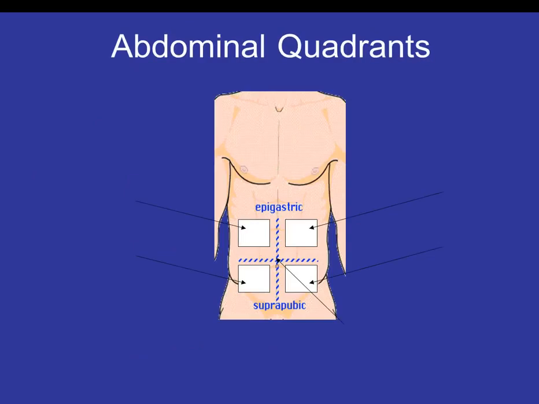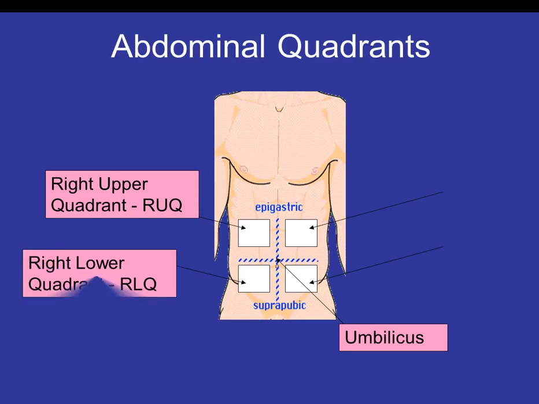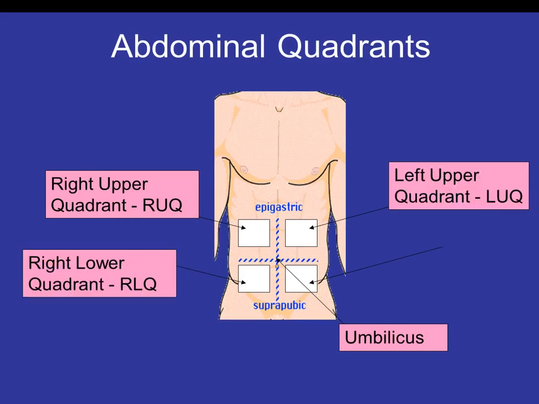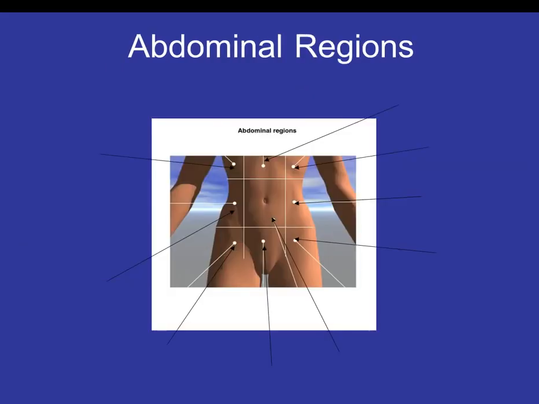Alright, abdominal quadrants. So make sure you're keeping your quadrants and your cavities separate. So first is umbilicus, basically where our belly button is, right in the middle. Then we have our right upper quadrant, or RUQ. Right lower quadrant, RLQ. Left upper quadrant, LUQ. And left lower quadrant, LLQ. We also have abdominal regions. So we have abdominal quadrants and regions.